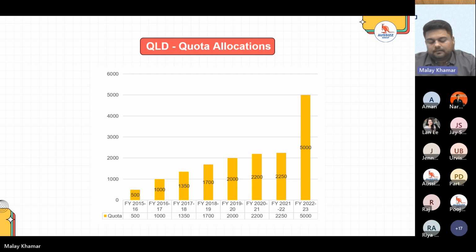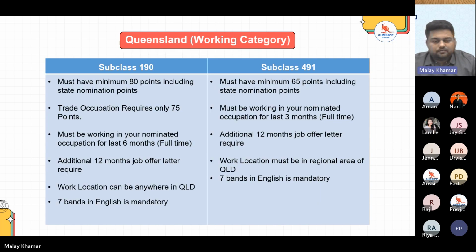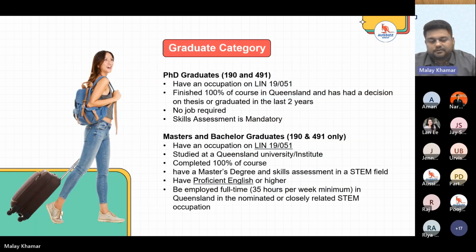Additionally, for some of the occupations, there are special conditions which I have to mention for the Queensland category, for the working category, even for the graduate category in the accountant and auditor occupations. So if you're an accountant working in X company, you will not get invited even if you have worked for 6 months, because there are special caveats for accountants. We need to find a company which is an accounting firm only.